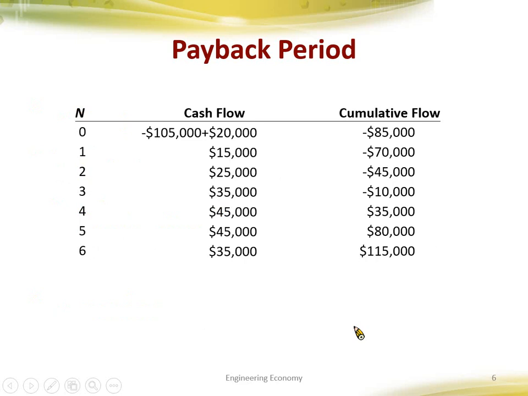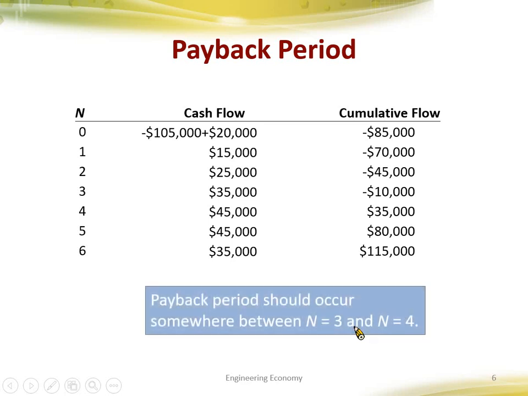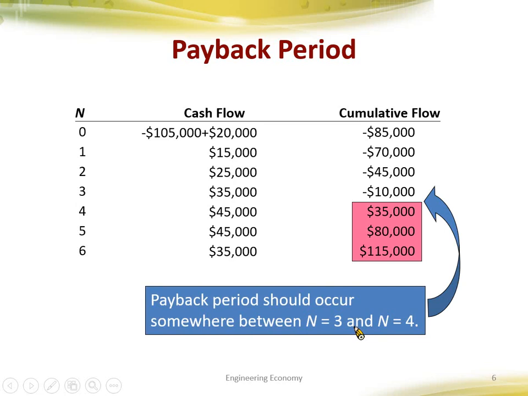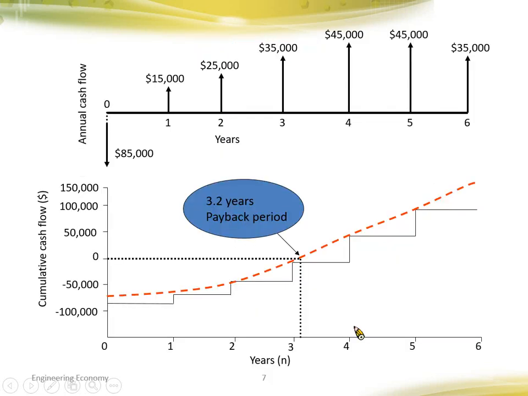Meaning that computing the cumulative flow. Okay. Until this point, the end of the fourth year it becomes positive. So somewhere between the third year and the fourth year, the cumulative cash flow turns from negative to positive, which means that the payback period is somewhere between the third year and the fourth year. It's 3 some years. Okay, so you can compute using sometimes it's just simple interpolation.